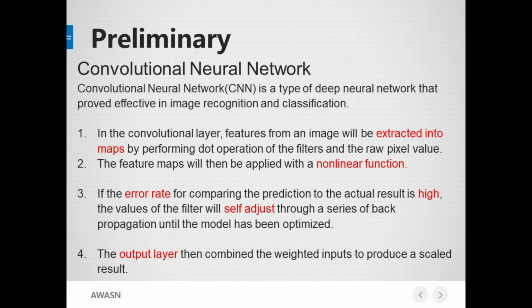In the fully connected layer, the previous layer of neurons is connected to the next layer of neurons, and three-dimensional features will be flattened to better produce a scalar result for class probabilities prediction. If the error rate for comparing the prediction to the actual result is high, the value of the filter will self-adjust through a series of backpropagation until the model has been optimized. The upper layer then combines the weighted inputs to produce a scalar result.